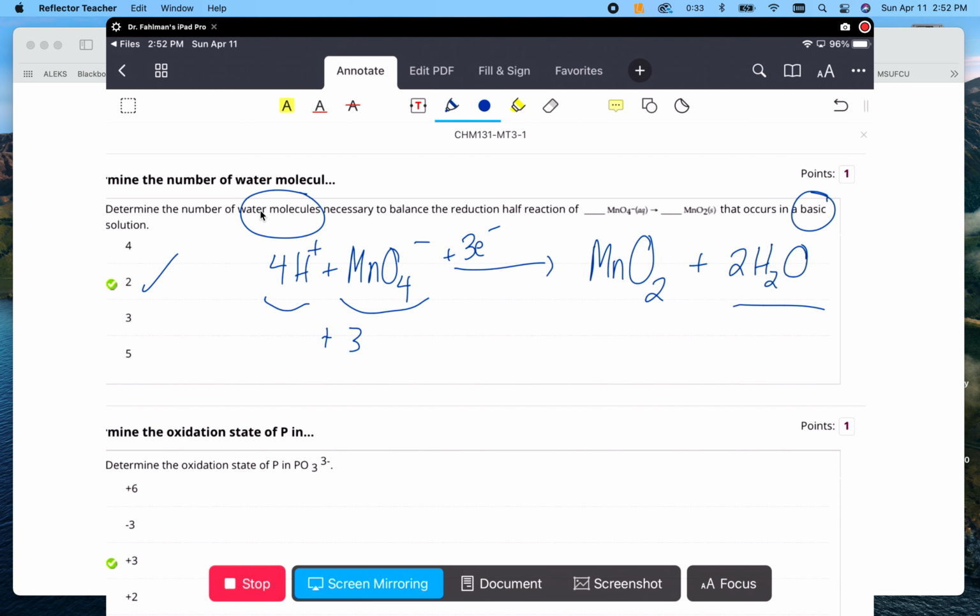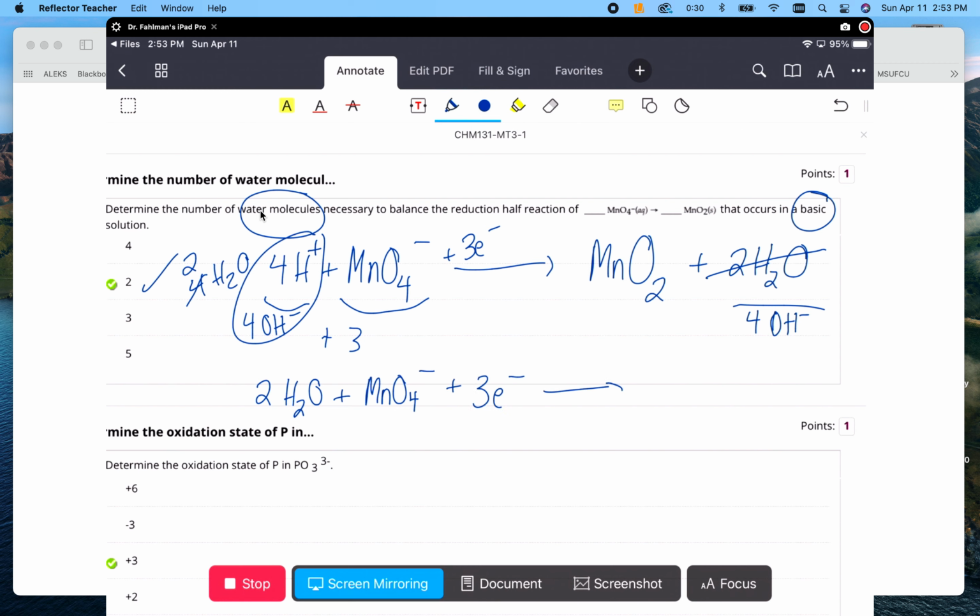In acidic solution, in basic, we just have to put in 4 hydroxides on both sides. So it really would be, this is 4 waters. And we've got 2 waters over here, so that leaves you a net 2. So the whole balanced in basic solution is 2 waters plus permanganate plus 3 electrons gives you MnO2 plus 4 hydroxides.